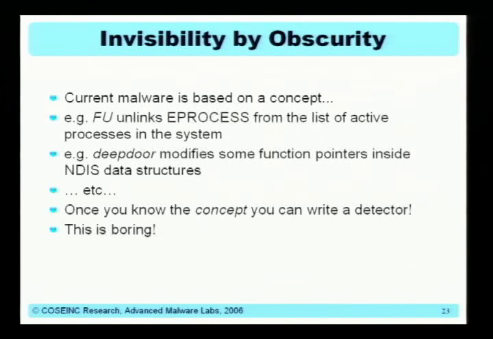Also, I believe there is only a finite number of ways we can actually implement any given malware. If we consider a network backdoor, there probably will be three dozen ways to do this, like hijacking NDIS code, hijacking NDIS pointers in many different ways, like we've seen in Alexander's presentation. We can do this in really different ways, but not an infinite number of ways. But anyway, once we know the concept, we can detect it, which is so boring.